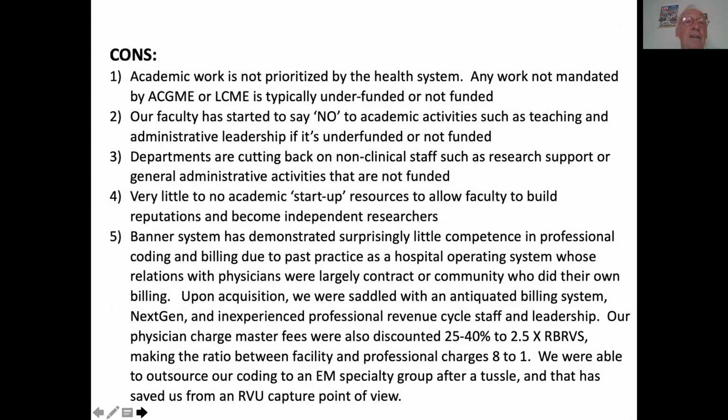Okay, so these are some of the cons. Academic work is not prioritized by the health system. Any work not mandated by ACGME or LCME is typically underfunded or not funded. About a year after the acquisition, Banner moved the employment of all of our 80 residents and 10 fellows over to Banner employed. Although their education is of course directed by the University of Arizona, they're actually employees of Banner. And they did that because they saved a lot of money on benefits by doing that.